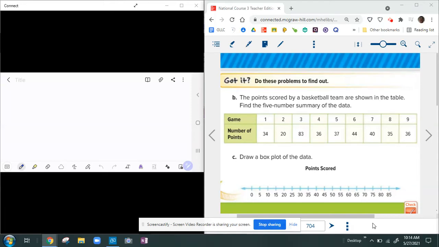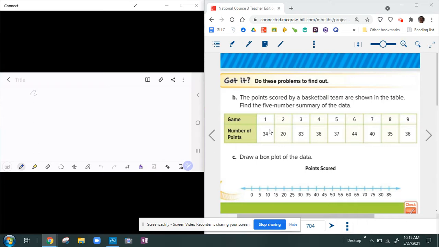All right, so we introduced the five number summary yesterday, and now it's time to practice a little bit. We want to take this data. This is univariate data, even though it looks like there's two numbers here. Well, I guess you could look at it in both ways, bivariate or univariate, but it says the points scored by a basketball team. So that's what we're going to focus on, just these numbers down here, not the game number, but just that one set of data. And we're going to find the five number summary of that data.